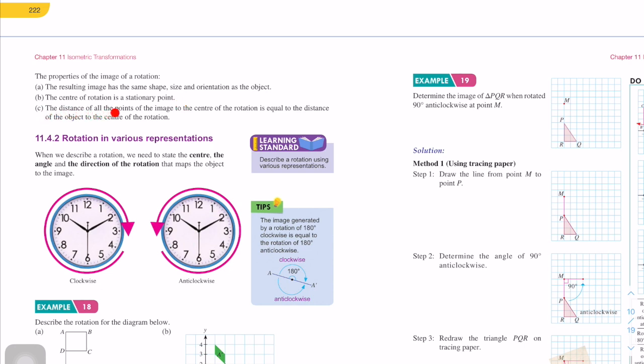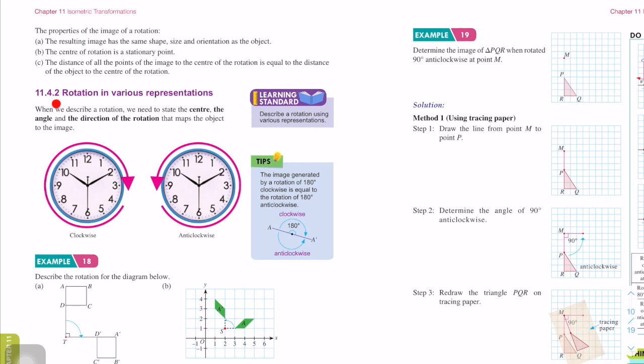The distance of all points of the image to the center of the rotation is equal to the distance of the object to the center of the rotation. Maksudnya jarak image dengan objek ke center of rotation is the same. Dia tak boleh tinggi panjang, tak boleh. Next, 11.4.2, rotation in various representation. When we describe a rotation, we need to state the center, the angle and direction of the rotation that maps the object to the image.